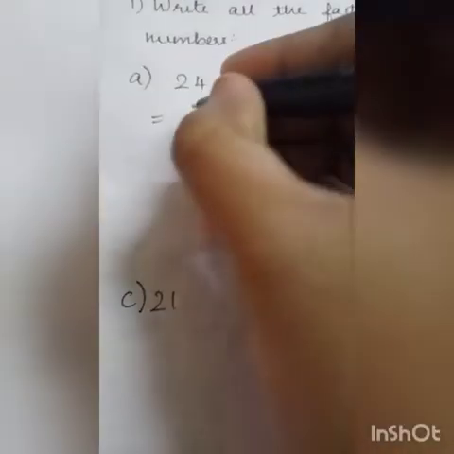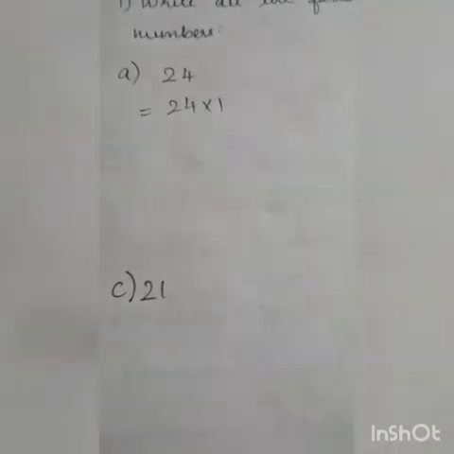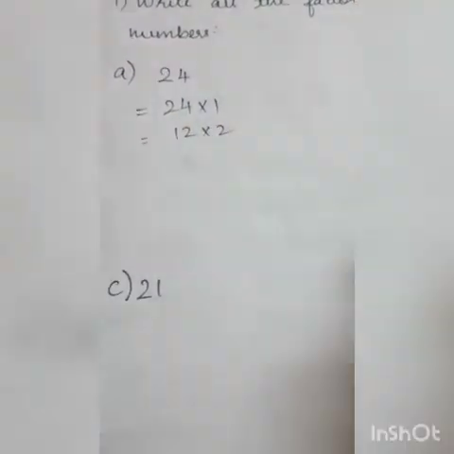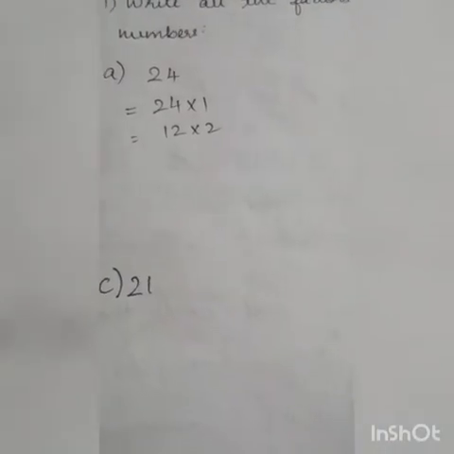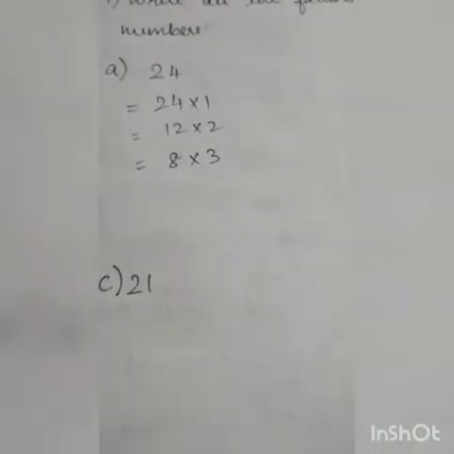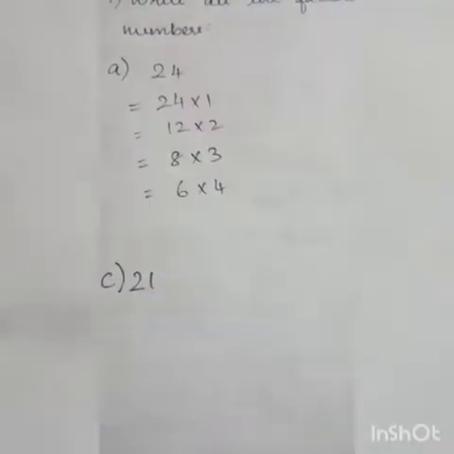Or you can write like this. 24, how can you write it? 24 into 1 or 1 into 24 you can write. Yes. Next, 12 twos are 24 you can write. Right. Next, 8 threes are 24 you can write. Next, 6 fours are 24.